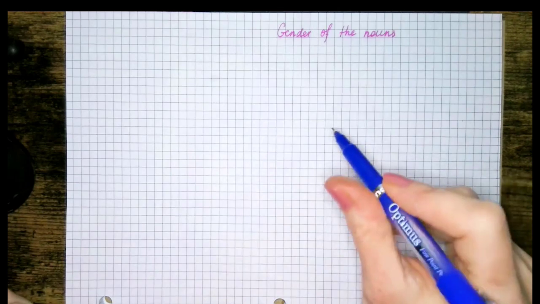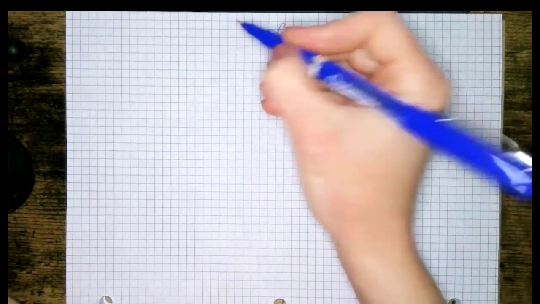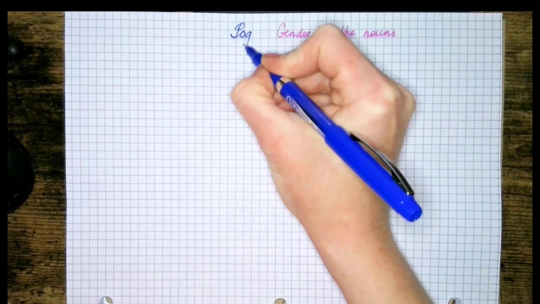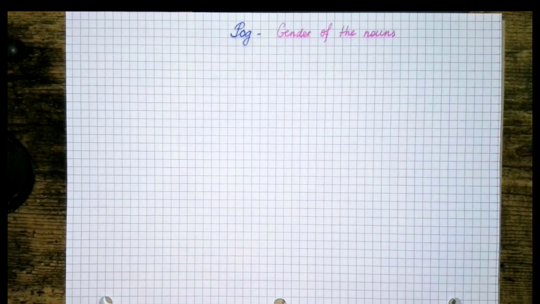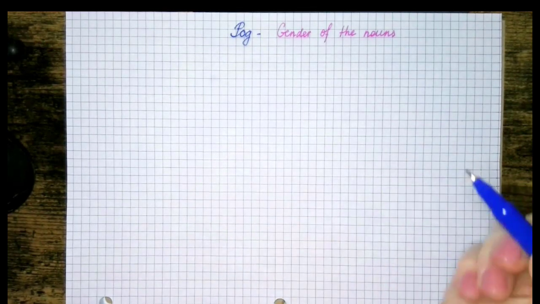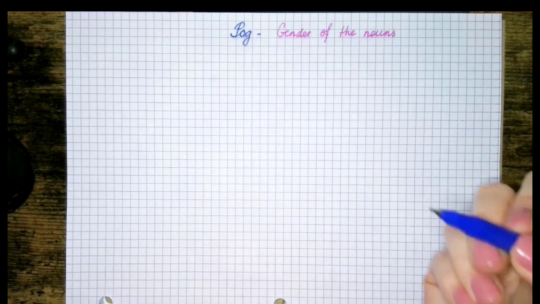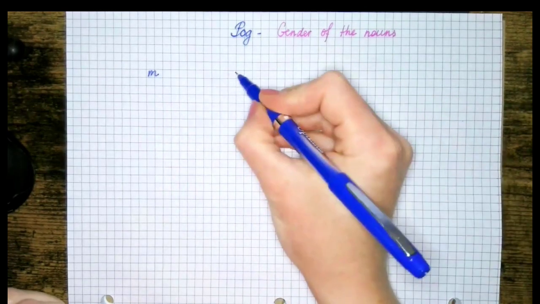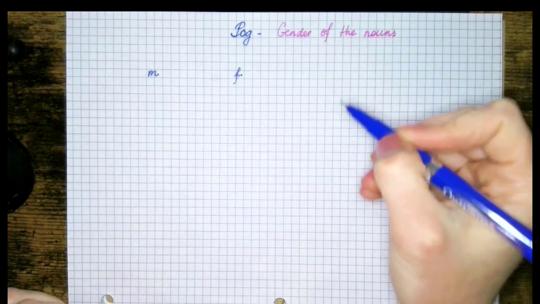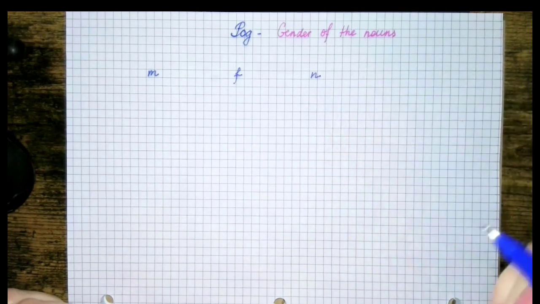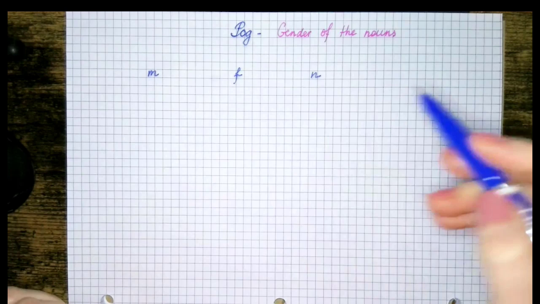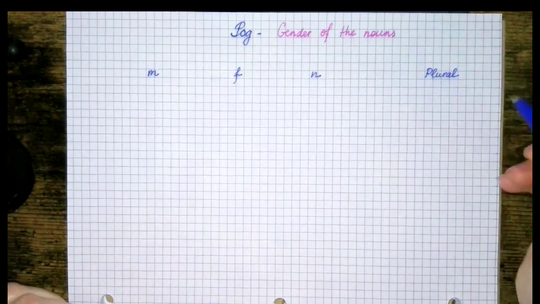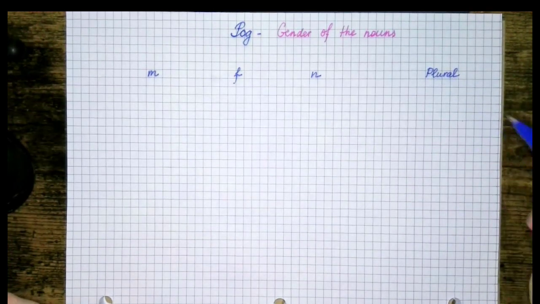Okay, so our topic today is the gender of the Russian nouns. And in Russian, gender is rod. Now, as I told you before, all nouns in Russian have a specific gender. It's either masculine or feminine or neuter. Now, all of these words will also have plural forms. The plural formation will be the topic of a different video.